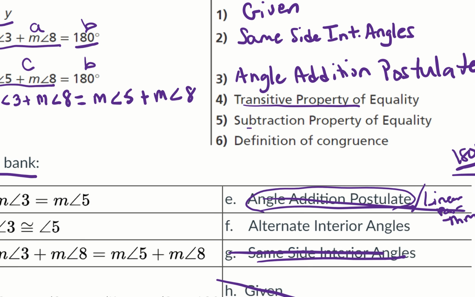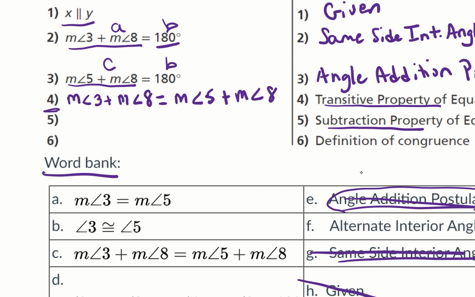Now the next step, we want to do a subtraction property, which means we're going to need to subtract both sides by the same number. Well, the same number here is angle 8. You see that we have angle 8 on both sides. So we're going to subtract by the measure of angle 8 on both sides. And I'm showing the work here, but you wouldn't actually write this on the paper, right? It's just to show you the work.